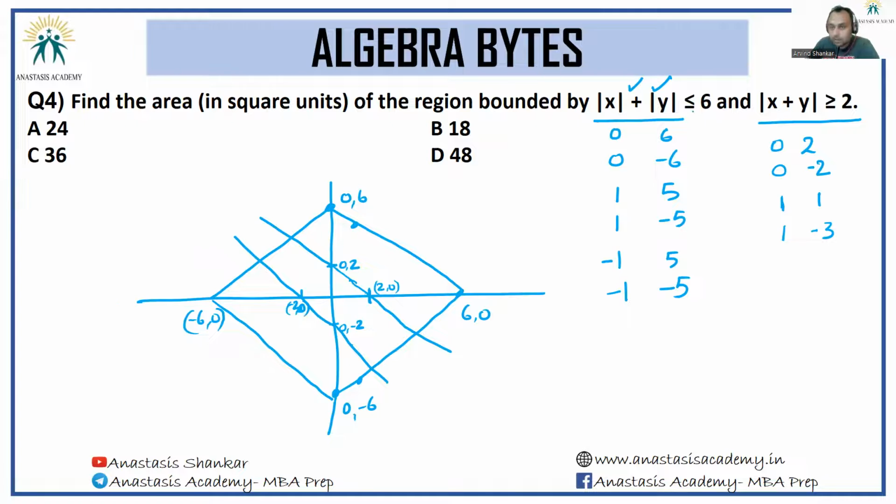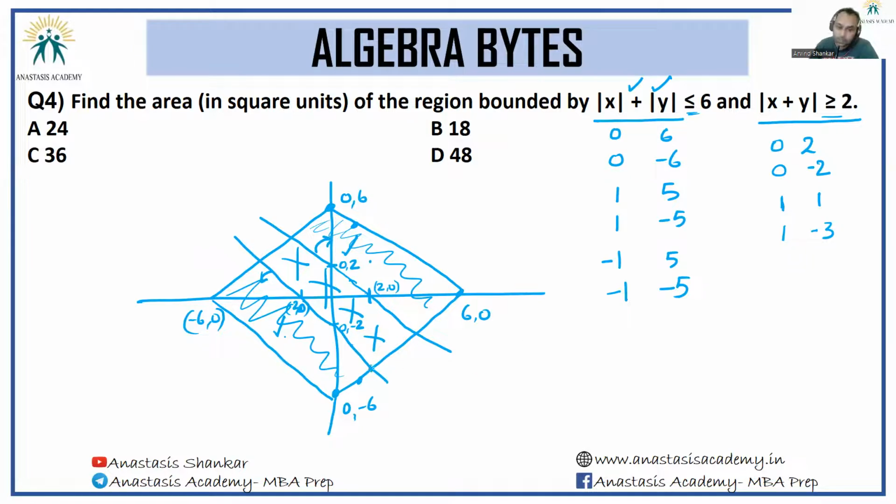Now see, because it was less than 6, this region here is being referred to, and because it is greater than 2, again region outside of this is being referred to. So we need this area plus this area. We simply need to remove this cross area from consideration.